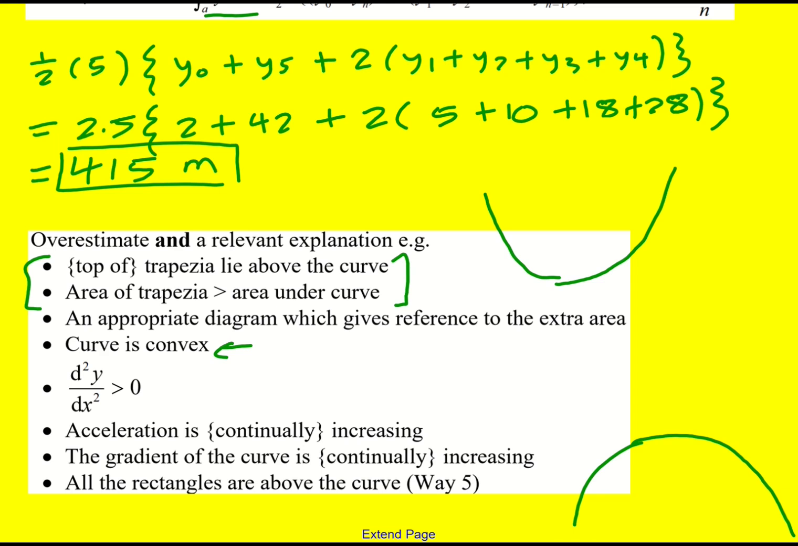A good diagram can work. Second derivative is greater than zero. That's the same thing as saying it's convex. Acceleration is continuing increasing, gradient's increasing. That was also accepted. Or all the rectangles are above the curve.